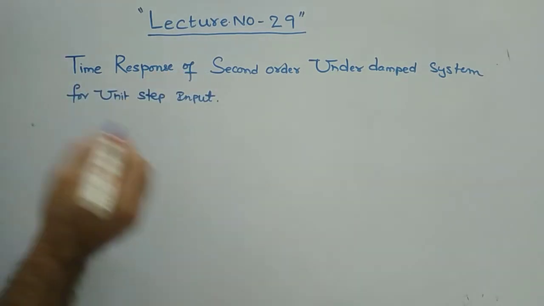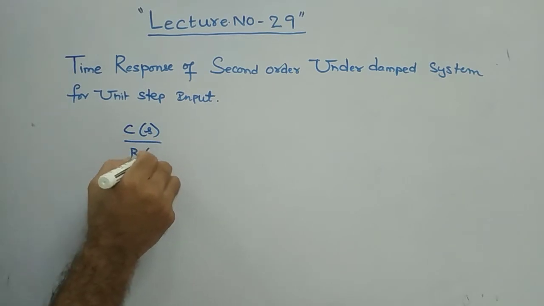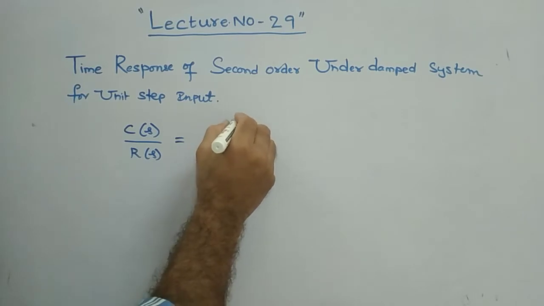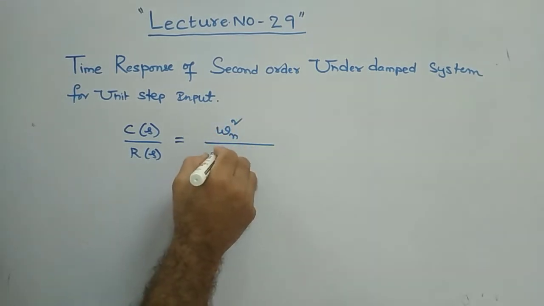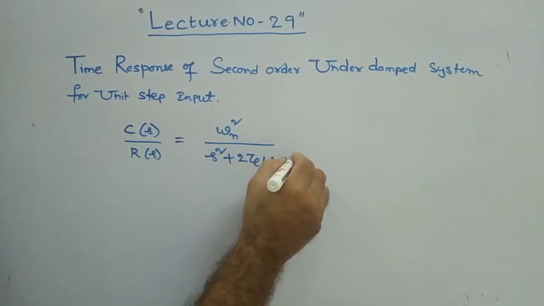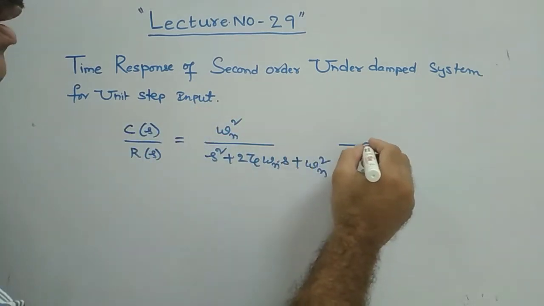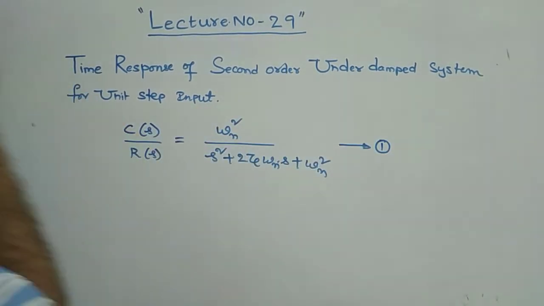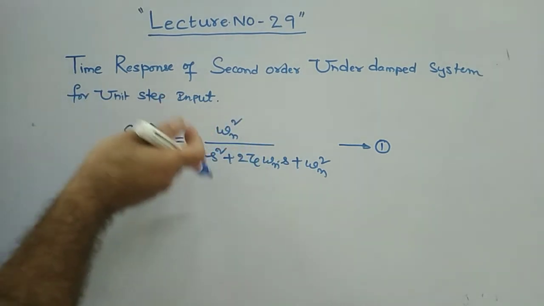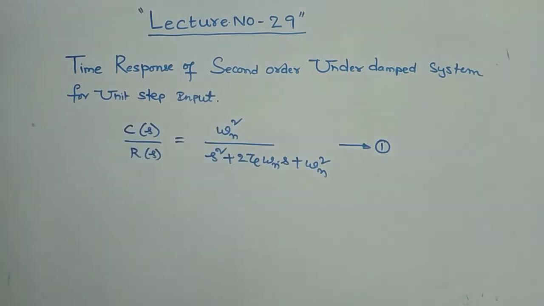So first let us consider the transfer function. As you know, C(s)/R(s) is equal to omega n square by s square plus 2 times zeta omega n into s plus omega n square. This is the standard form of the transfer function of a second order system. Call it equation number 1.